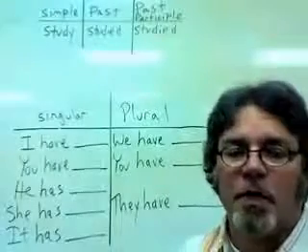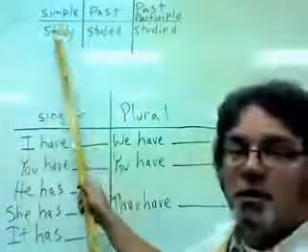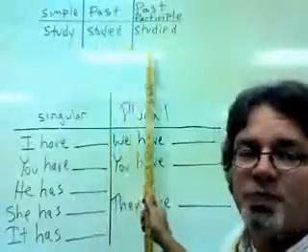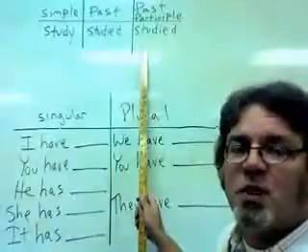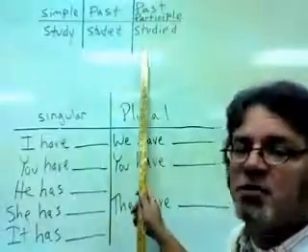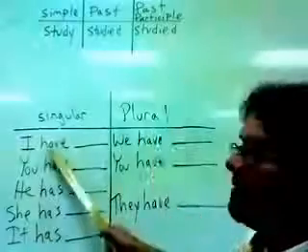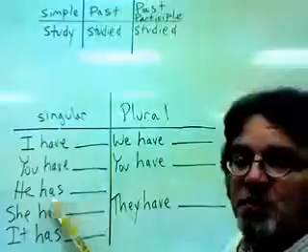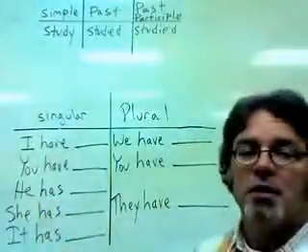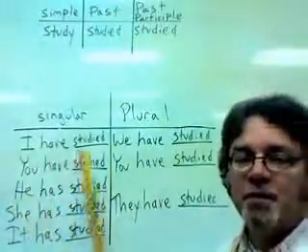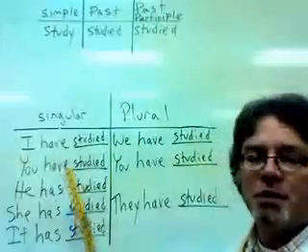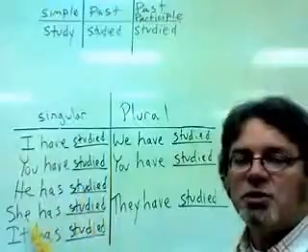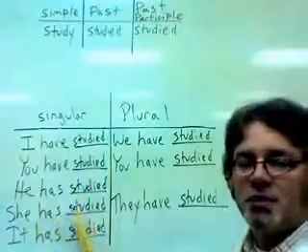In the simple form, here's the verb study. In the past tense, studied, and the past participle is also studied. The past participle goes after the verb have or has, depending on the subject. I have studied. You have studied. He has studied. She has studied.